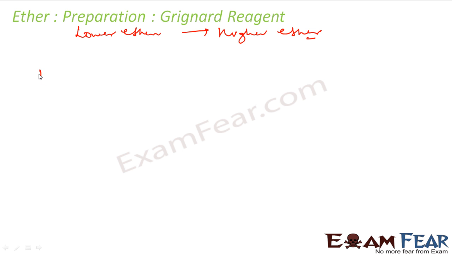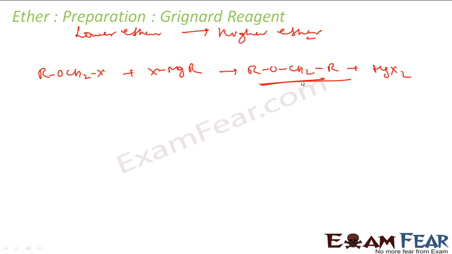For example, let's suppose I have ROCH2X, and then you have RMgX. So when you react this, you get ROCH2R, where the whole R group is attached instead of X, plus MgX2. This is my bigger ether.